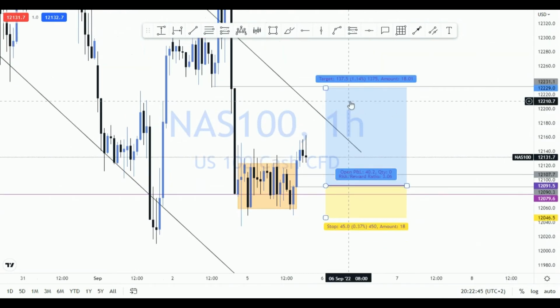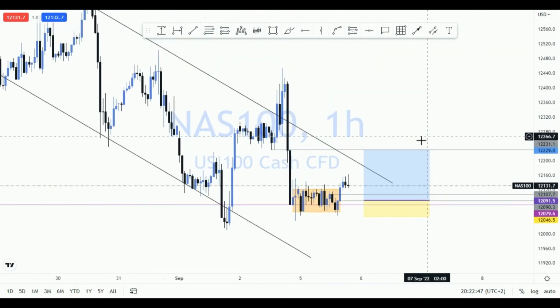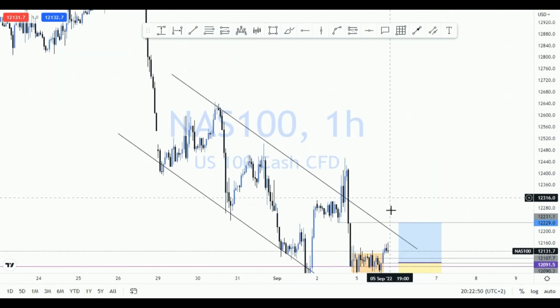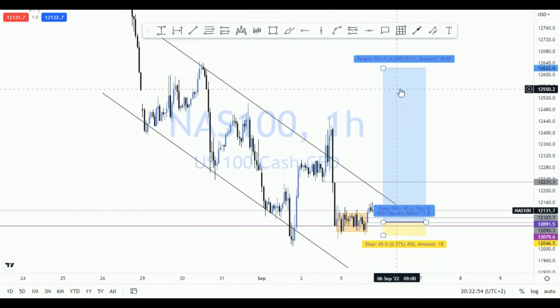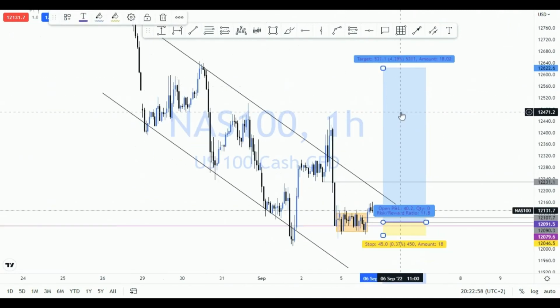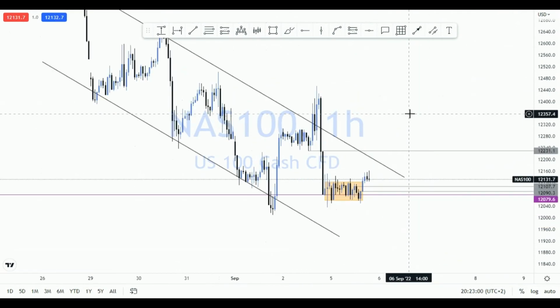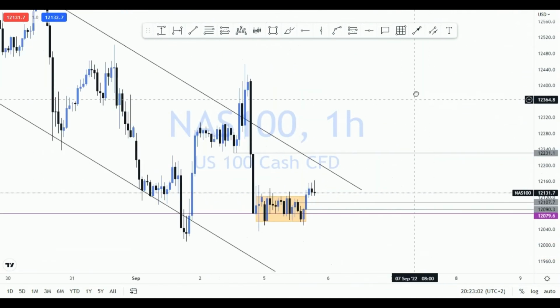pips, which is not bad at all, which could potentially go all the way up to the 90% rule, and we could end up bagging 530 pips out of this trade, which would be superb, right? If it were to happen that way.